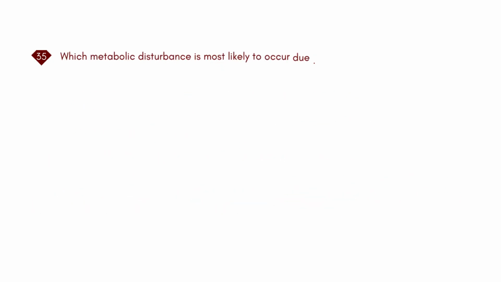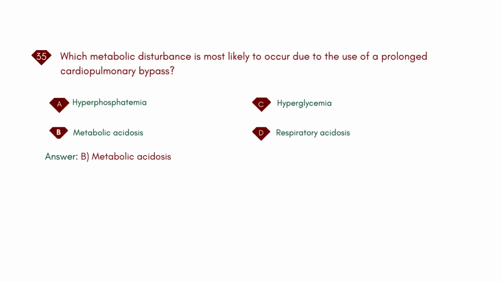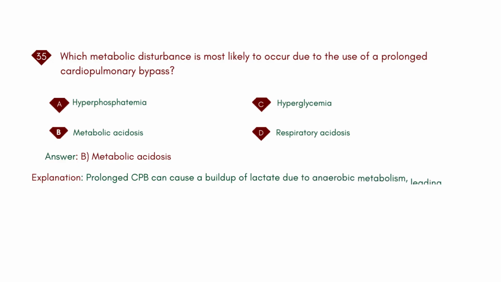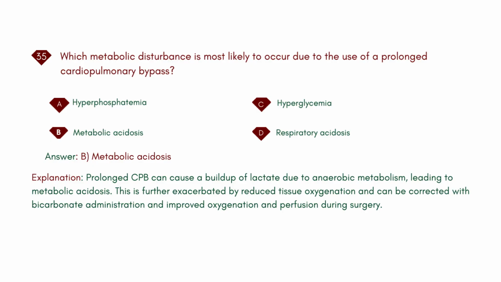Which metabolic disturbance is most likely to occur due to the use of a prolonged cardiopulmonary bypass? A. Hyperphosphatemia. B. Metabolic acidosis. C. Hyperglycemia. D. Respiratory acidosis. Answer: B. Metabolic acidosis. Explanation: Prolonged CPB can cause a buildup of lactate due to anaerobic metabolism, leading to metabolic acidosis. This is further exacerbated by reduced tissue oxygenation and can be corrected with bicarbonate administration and improved oxygenation and perfusion during surgery.